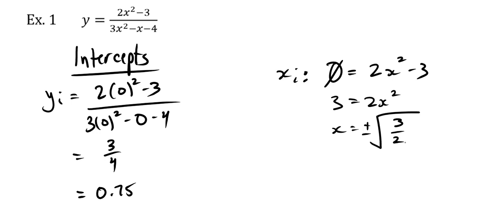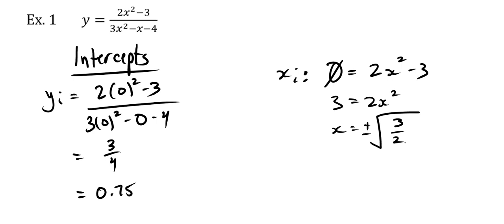Now, you said something really important there. What if we had a common factor in the bottom? Then it would be a hole. It wouldn't be an X-intercept. We don't need to worry about that yet. That'll come out in the wash. So that's something we'll need to consider eventually, but we're not going to worry about it yet.